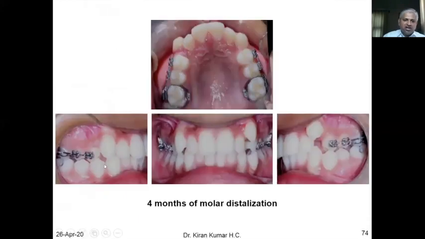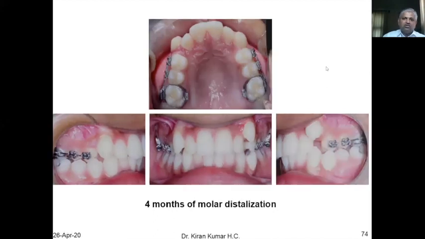This will create a disturbance in the occlusion, which will lead to eruption of the posterior teeth, because the teeth can't be brought into occlusion, and this will allow for the vertical eruption of the teeth, which leads to natural bite opening, contributed by the condylar growth of the mandible.